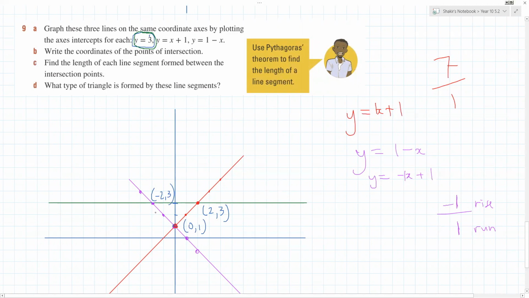These are the 3 points of intersection, and I'll highlight them. So that's the red and the green line. This is the red and the purple line. That's the purple and the green line. And I've written down the points of intersection. Find the length of each line segment formed between the intersection points. So what is the distance? What is the distance between the meeting points, I guess?